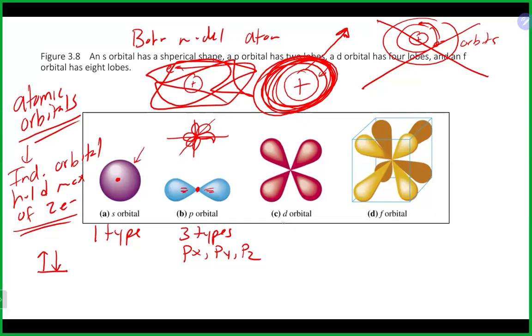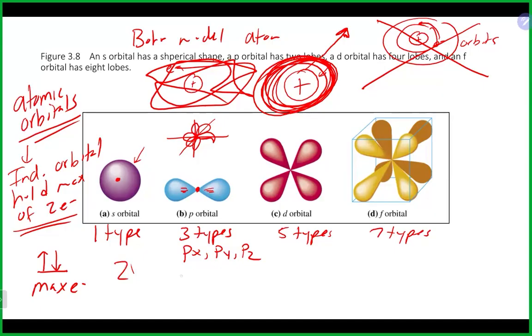Now, there are d orbitals, and there's actually 5 different types of d orbitals. And you can see they kind of look like 2 p orbitals together. And there's also f orbitals, and there's 7 different types of f orbitals. So when we talk about maximum electrons, if there is only one type of s orbital and each orbital could hold 2 electrons, how many total electrons could an s orbital hold? It'll hold 2, no matter what energy level it's on. That's the maximum number of electrons you could slap in there.